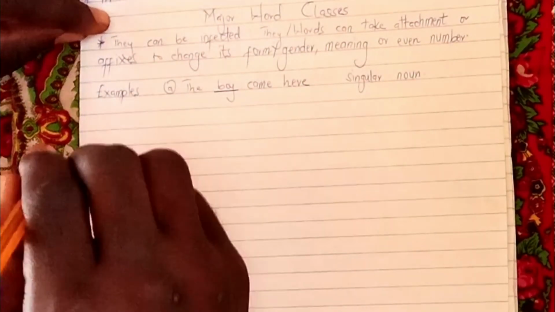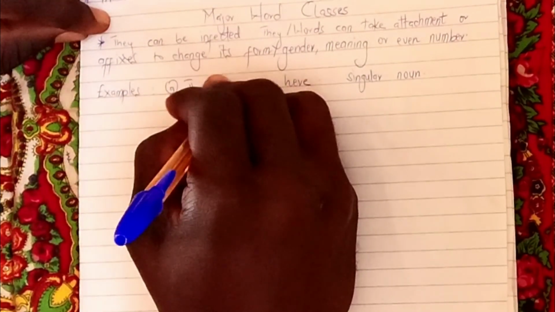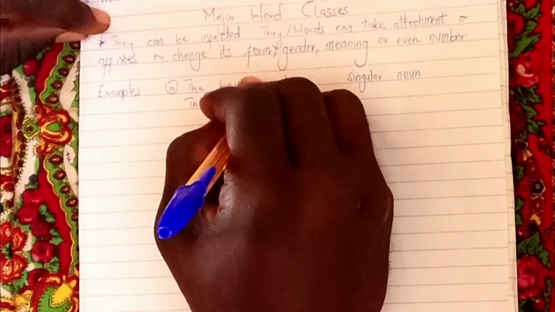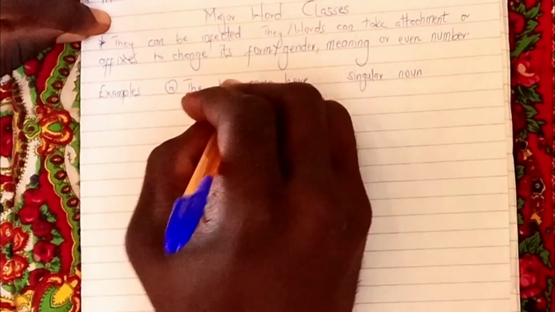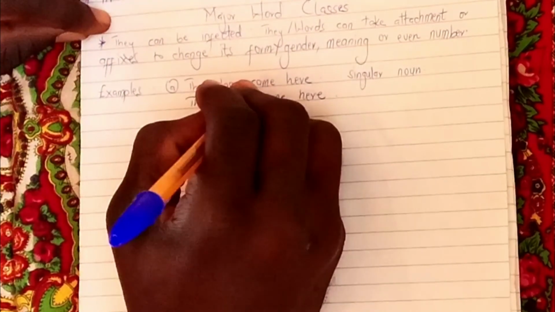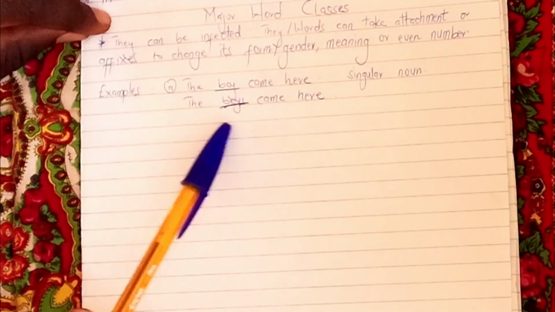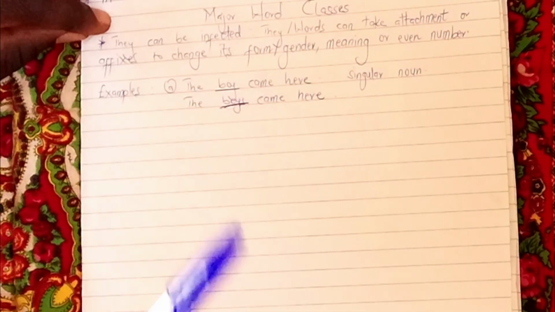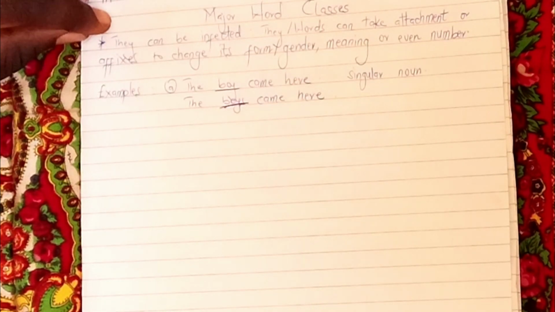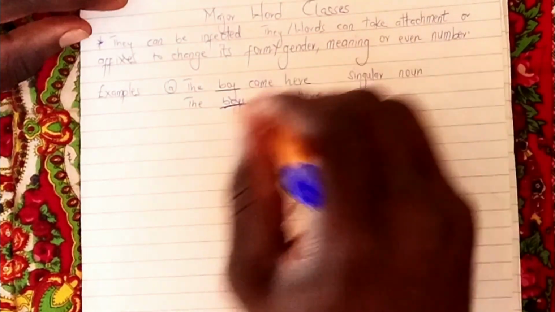Next, example B: the boys came here. Now in this example, the underlined word boys has an attachment attached to it, so it has been inflected by an attachment S, which is also a suffix. When the suffix S was attached to the boy, it changed from a singular noun to a plural noun.